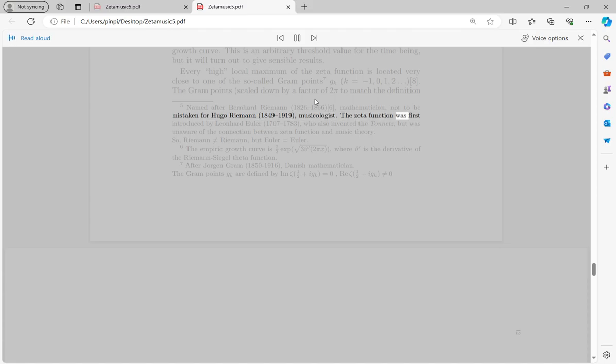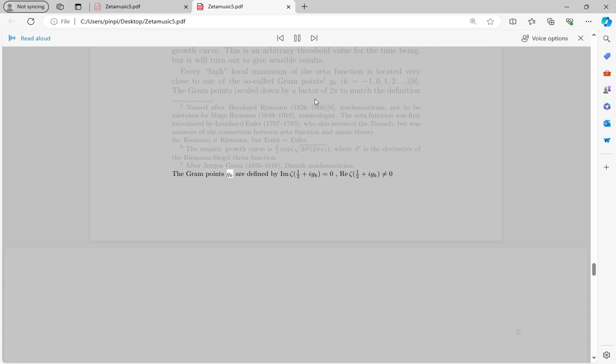The zeta function was first introduced by Leonhard Euler, 1707 to 1783, who also invented the tonnetz, but was unaware of the connection between zeta function and music theory. So, Riemann does not equal Riemann, but Euler equals Euler. The empiric growth curve is 2.3 exp(0.3 θ'(2πx)), where θ' is the derivative of the Riemann-Siegel theta function. After Jørgen Gram, 1850 to 1916, Danish mathematician.